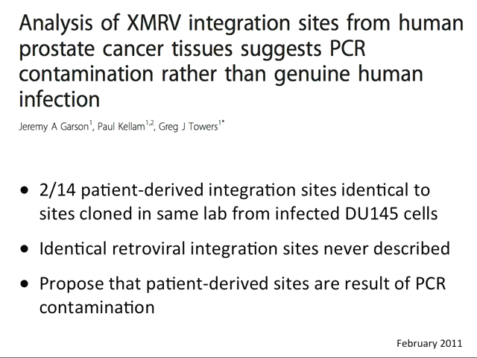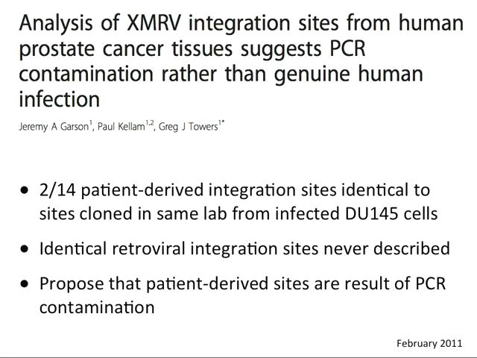So the lab that had prepared the prostate DNA for integration experiments had also worked with this cell line, which is a prostate tumor cell line. They had infected it with XMRV and had analyzed the integration sites in that cell line, and they published them. And what they found in this group was that two of the integration sites were the same between the cell line and the prostate tumor. Okay, so this never happens. You never get identical retroviral integration sites in a cell line versus another cell line or a tumor. So they said that these sites are a result of PCR contamination.